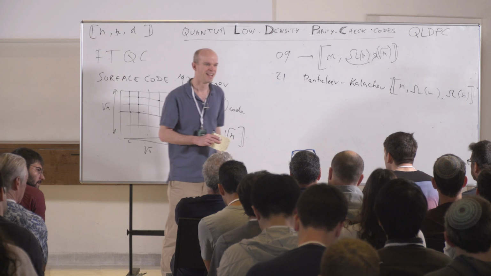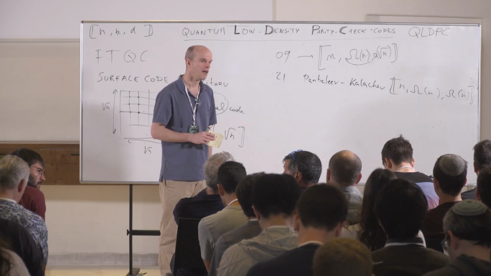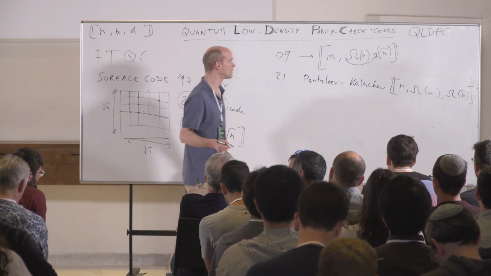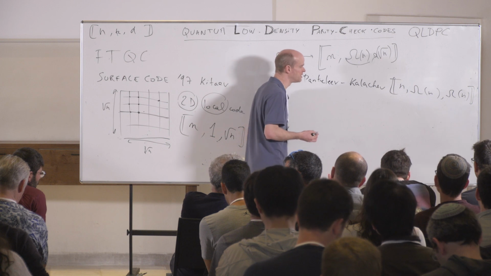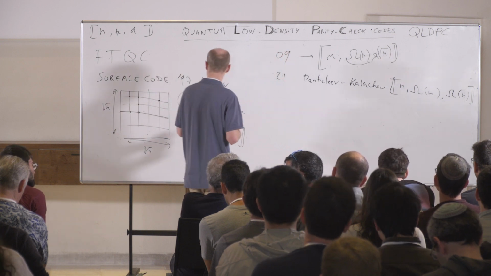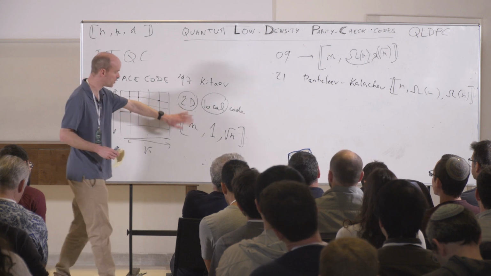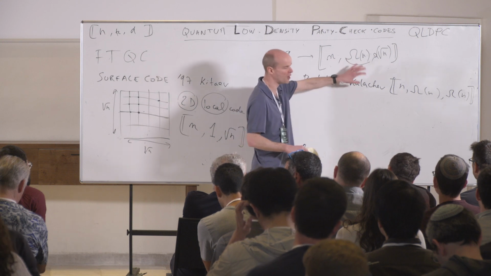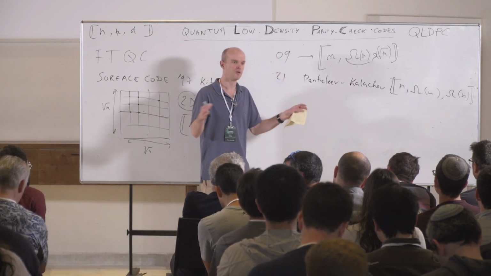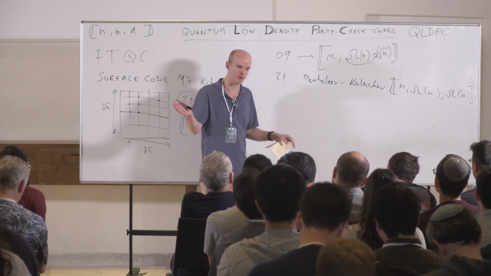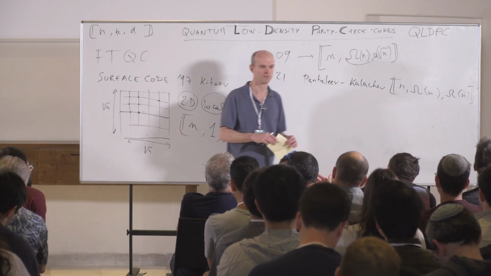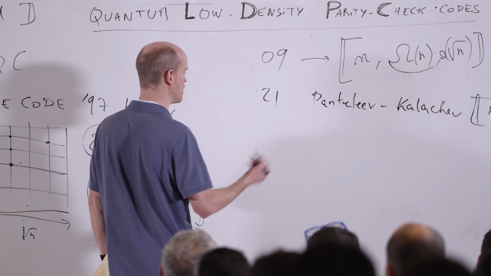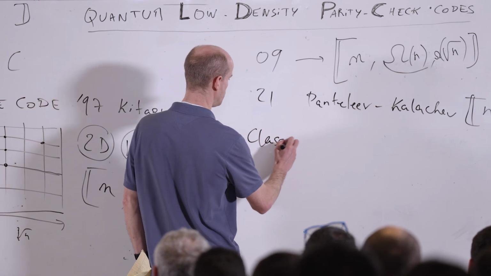The rate between K and N is a property of the code, and it depends on the construction. For the surface code, K over N is just 1 over N. You have 1 qubit in this thing. But with the more recent constructions, they are more tunable. You have a large family of codes, and you can fix the rate as you want. Can you change the distance? Yes.